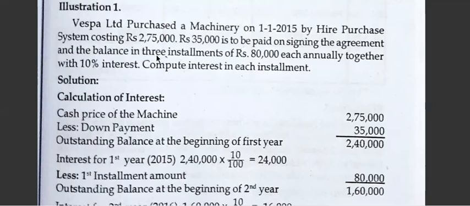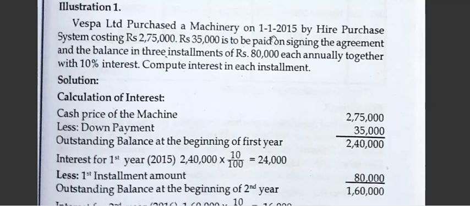Here the cash price of the machine is given. Then the down payment is given, which is 35,000. Now 80,000 into 3, how much? 80,000, 1,60,000, 2,40,000. 2,40,000 plus 35,000, how much? 2,50,000, 2,60,000, 2,70,000, 2,75,000. So 80,000 into 3 plus 35,000, you will get 2,75,000.